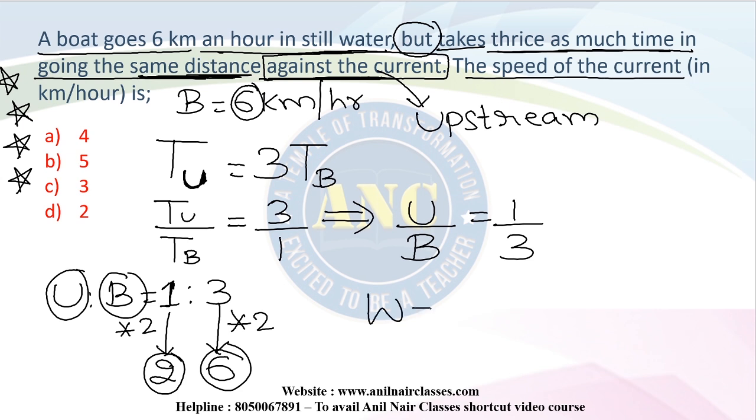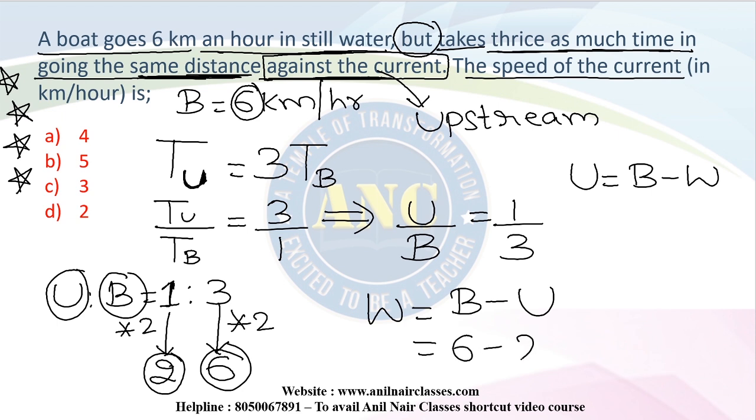Speed of current W is nothing but, so we know that upstream speed is nothing but B minus W. So W will be nothing but B minus U. So B is nothing but 6, U is nothing but 2, B minus U is nothing but 4 kilometers per hour. Easily you can calculate by a beautiful concept of ratios. Ratios concept, you can use it and powerfully solve all these problems without using much of equations or variables.